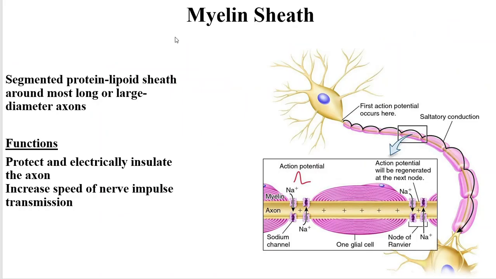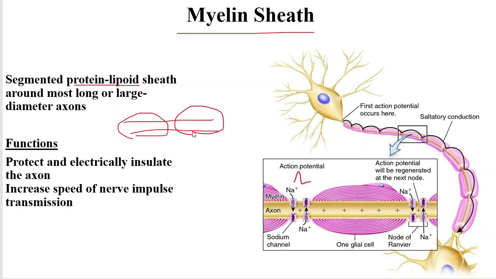The myelin sheath, protein and lipoid. It's got a lot of lipids in it. Not every axon is going to have it. They're all not going to be insulated to the same degree. Some of them are insulated more than others. We'll talk about that when we get down there. For right now, let's just talk about it.